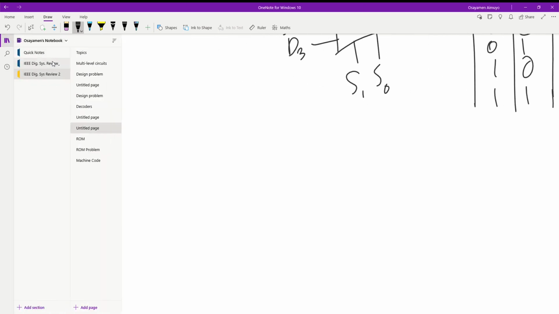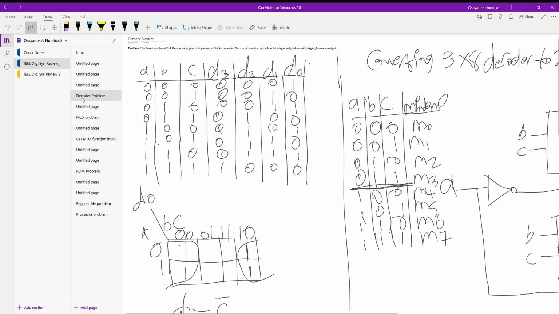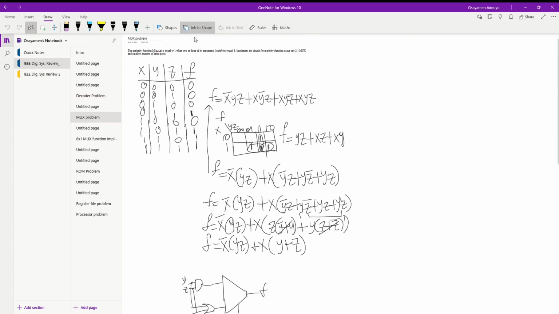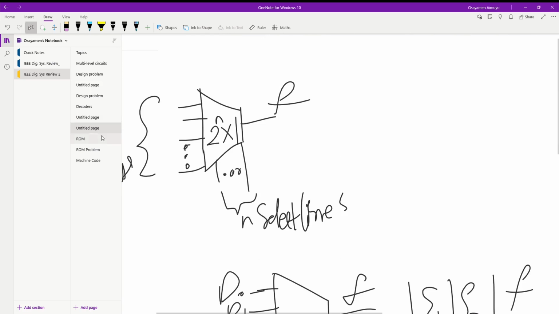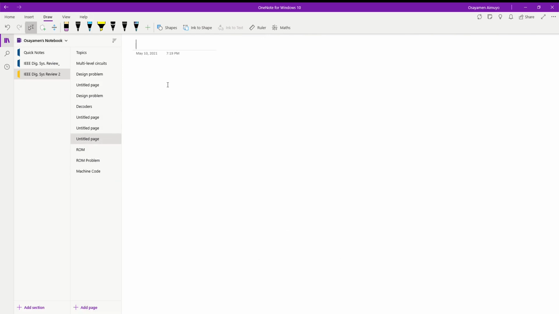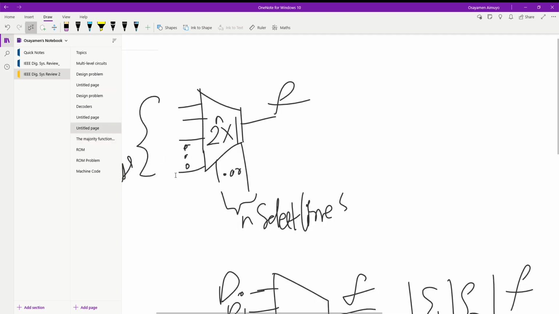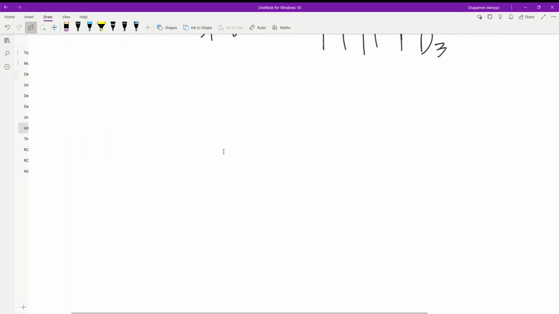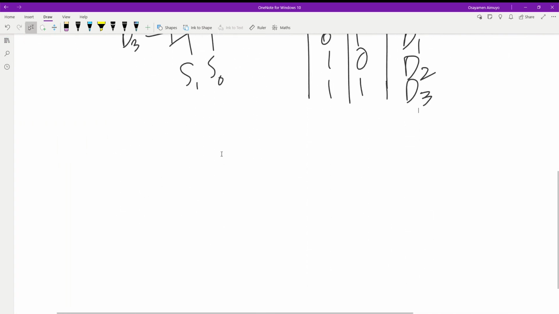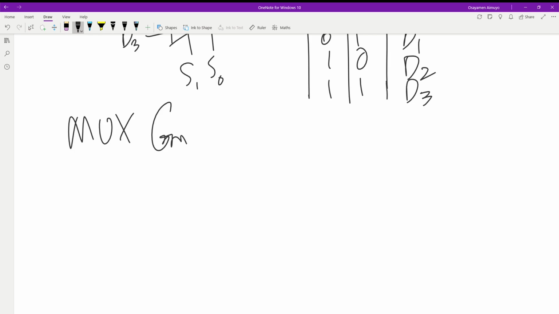Give me 1 second. Let me pull that problem up. I think I have it here. Yeah, I'm just going to copy that question, and we will work it out again. Just add a page here. Okay, majority function. That's what it's called. Okay, so let's see. I'm going to call this mux conversions.